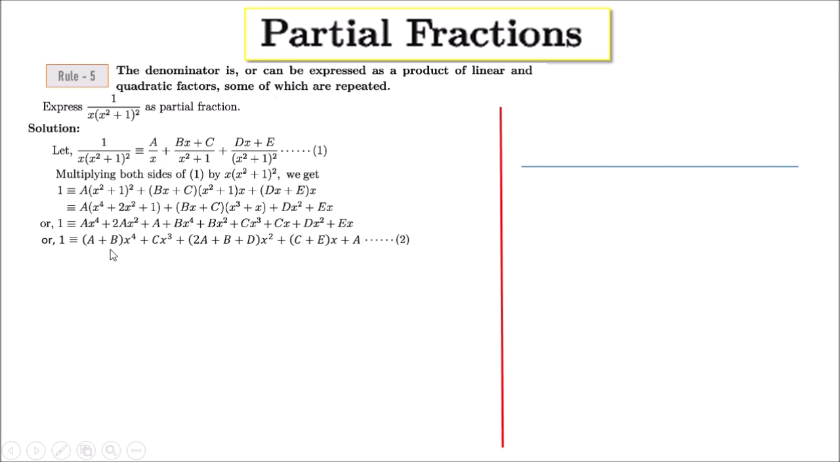And the constant part, you have to just take it common. After taking common, just keep it like this. This is equation number 2. Now on both sides, you are equating the coefficients of x4, x cube, x square, x, and the constant, and we get here nothing, just only 1 there.